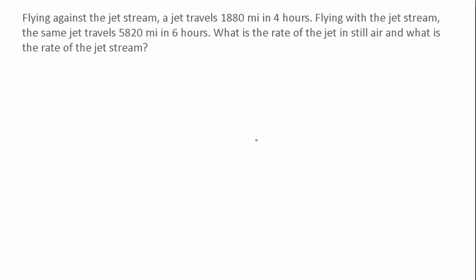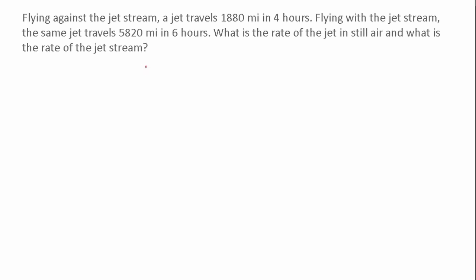Now this is one of the most challenging problems you'll probably see on the ASVAB. It's also a distance, rate, and time problem, and it says this. Flying against the jet stream, a jet travels 1,880 miles in 4 hours. Flying with the jet stream, the same jet travels 5,820 miles in 6 hours. What is the rate of the jet in still air? And what is the rate of the jet stream?